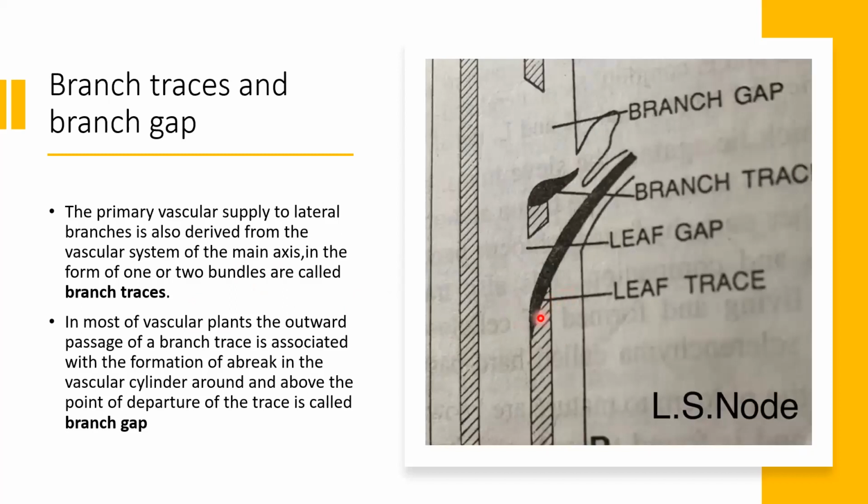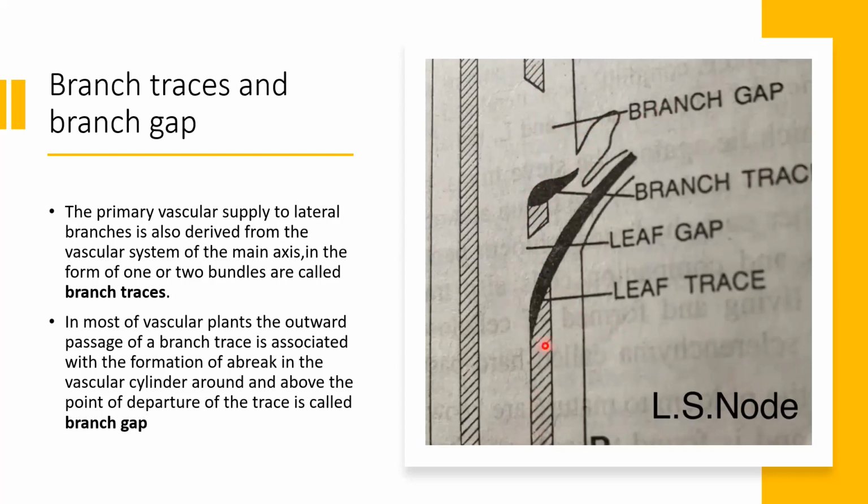Now, what are branch traces and branch gaps? From the stem, branches arise. One is the origin of the leaf, another is the origin of the branches. So the vascular supply of the stem diverges toward the branch. When this goes toward the branch, this vascular supply is called a branch trace. Again, this is the vascular tissue. This is the vascular tissue. Again, a gap is being created. This is called a branch gap.